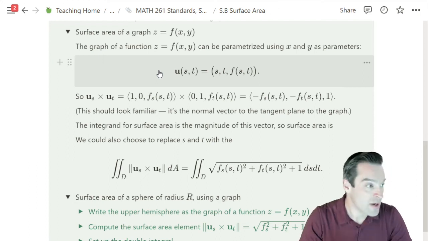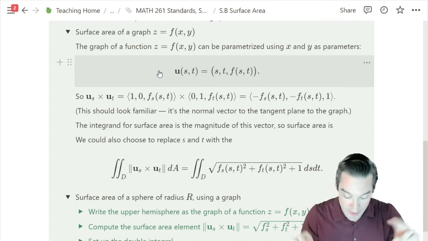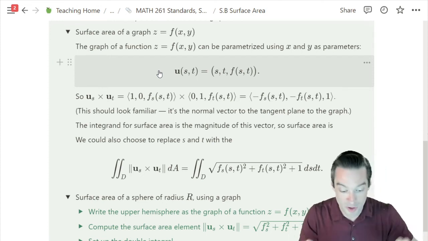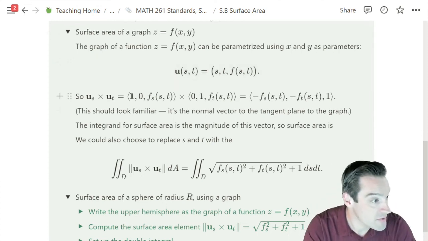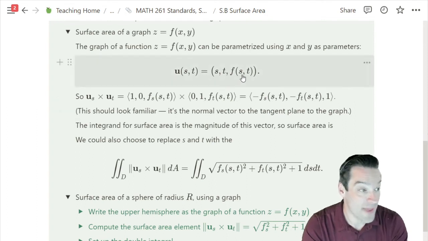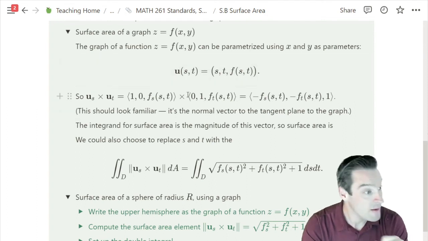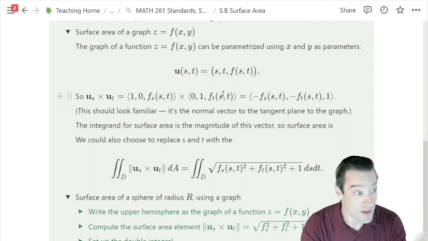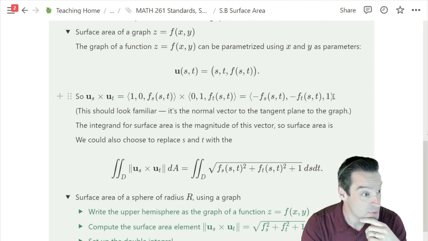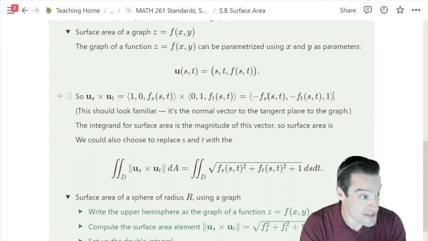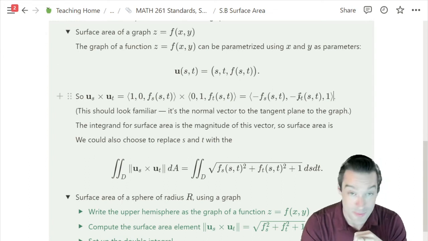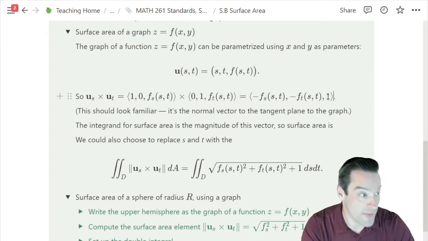And when I take that parameterization and I try to find the magnitude of the cross product of the partial derivatives, the partial derivatives are respectively 1, 0, and then the s partial of the function, and then 0, 1, and the t partial of the function. And when I take that cross product, what I get is the opposites. So minus the s partial derivative of f, minus the t partial derivative of f, and then the z coordinate of that cross product ends up being 1.